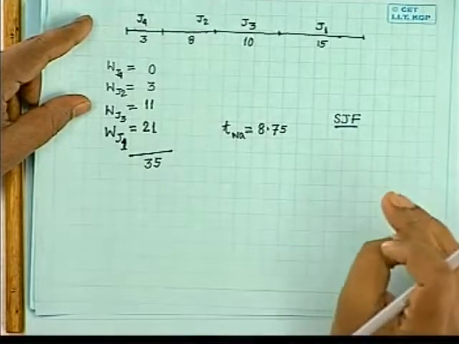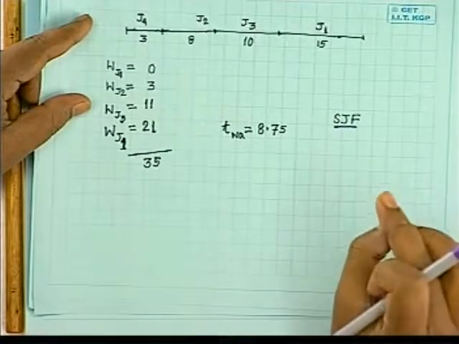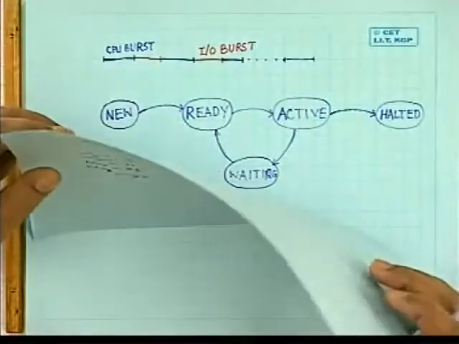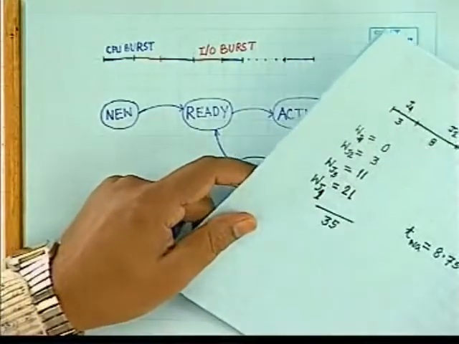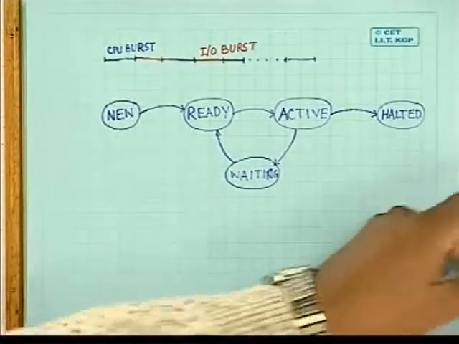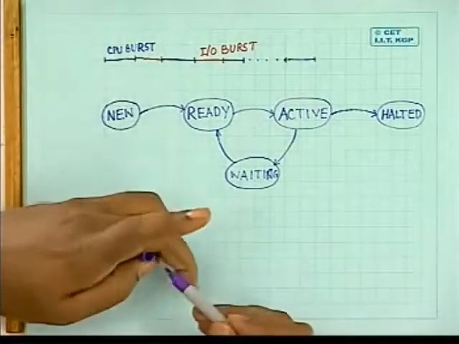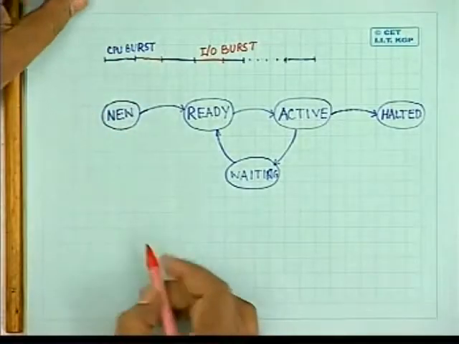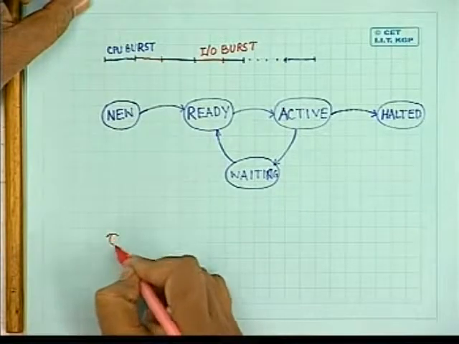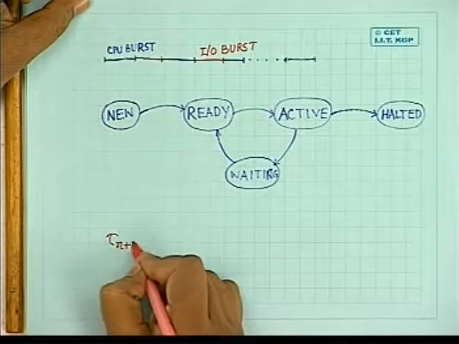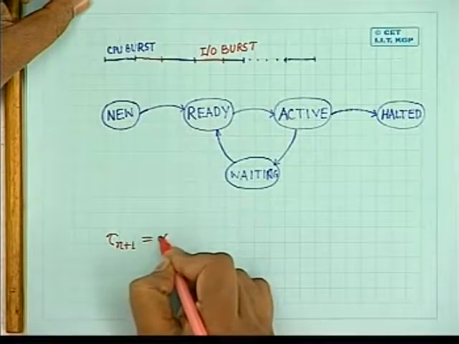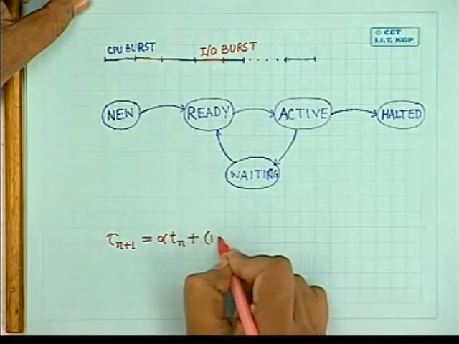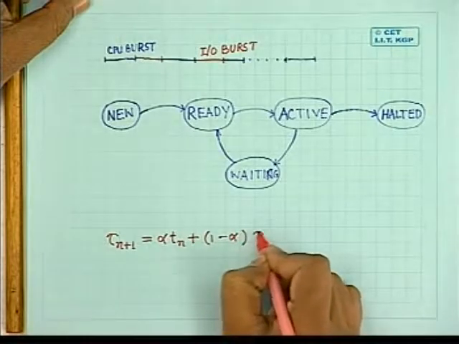But it is never possible to know exactly what will be the time required for the next CPU burst. Okay. So we have to go for some prediction of the next CPU burst time, and for that you use a predictor, and the predictor is of this form. For shortest job first, that is, tau n plus 1 is equal to alpha times T n plus 1 minus alpha times tau n.